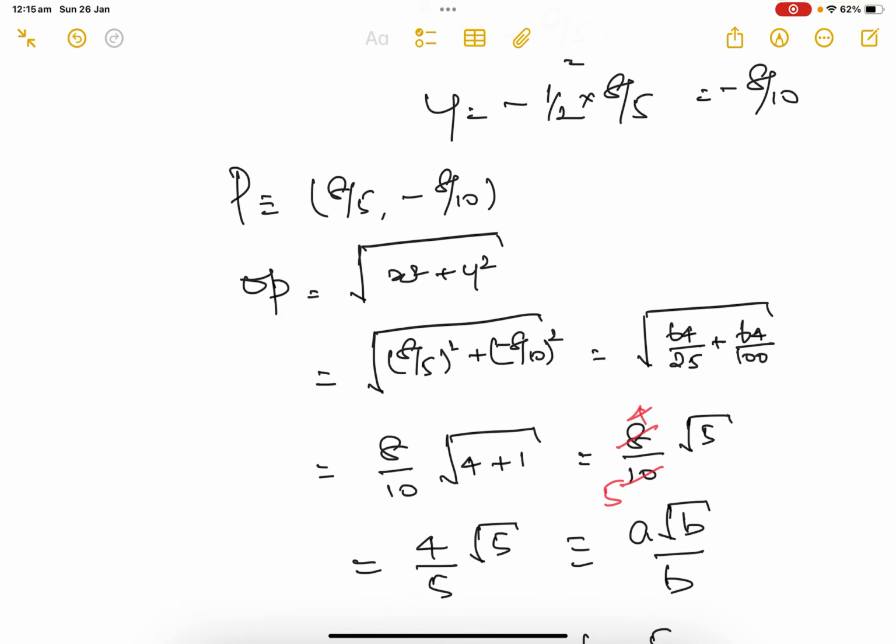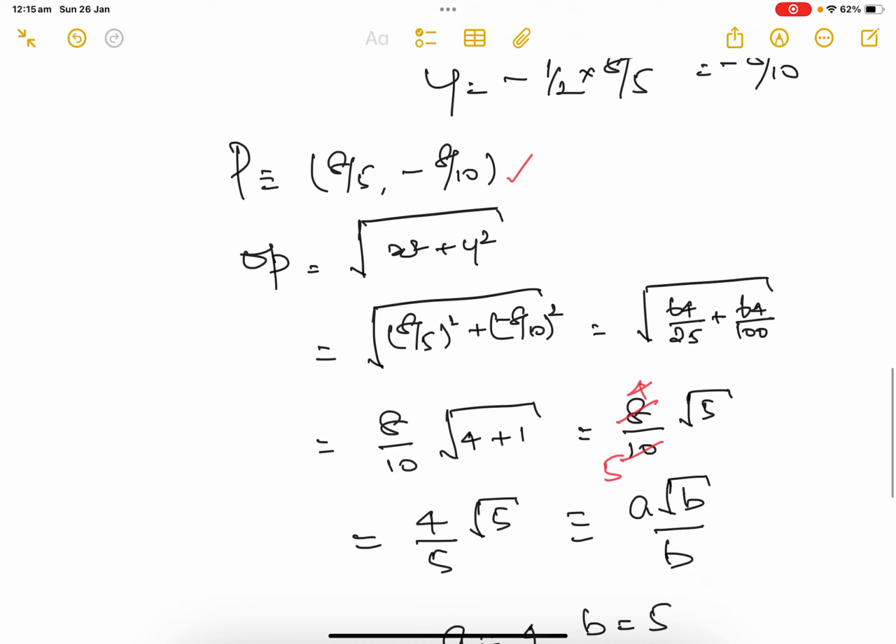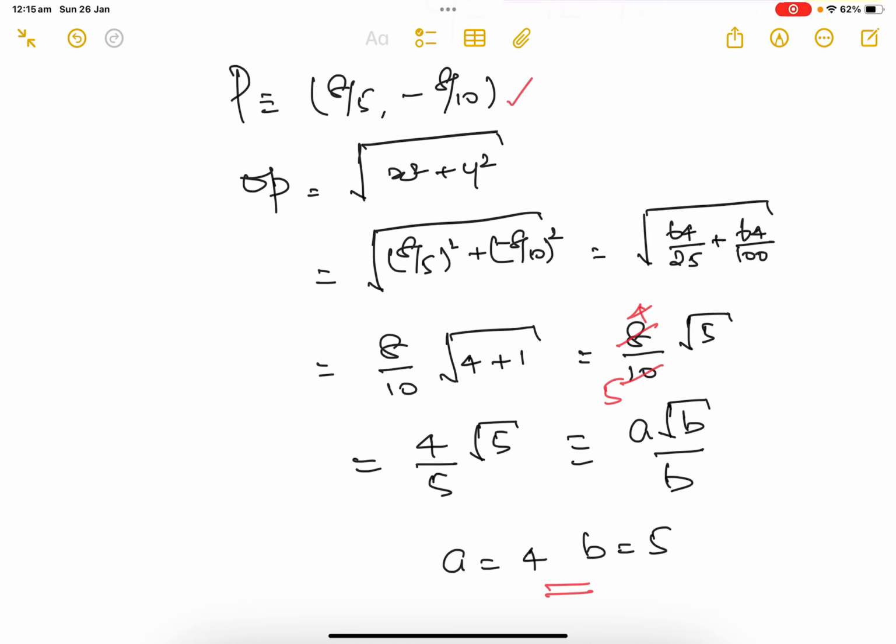Right, the first part is done. The second part, we've been asked to find the distance OP, and then we have to give it in such a form. We'll come to that. So OP, we already wrote it, is the square root of x squared plus y squared, because OP is a distance from 0, 0 to x, y. But the x coordinate of P is 8 over 5. So 8 over 5 squared plus the y coordinate, minus 8 over 10, squared.